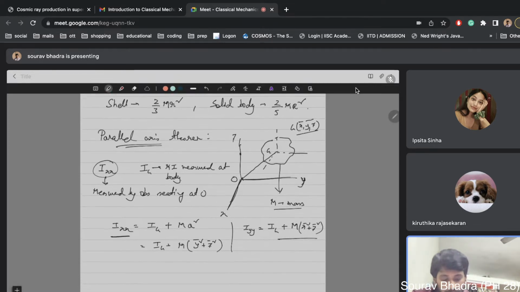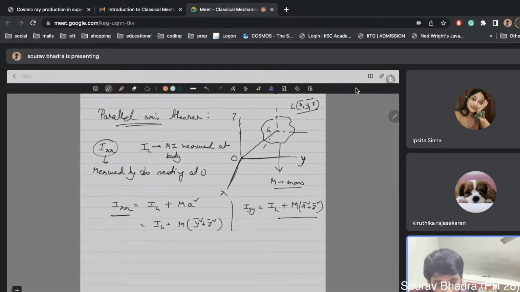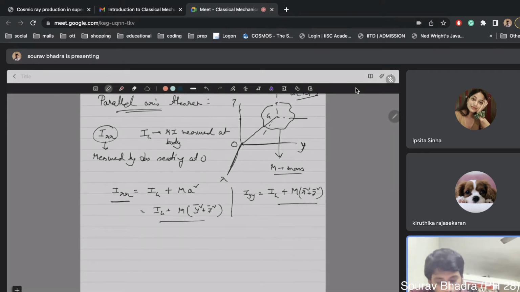Now, this is called the perpendicular axis theorem. A simpler way to say it: suppose this is a small rotating body, which is rotating with respect to its center of mass. We are measuring from this particular point. So it is rotating around the axis which is passing through O, and we want to measure the moment of inertia at A.